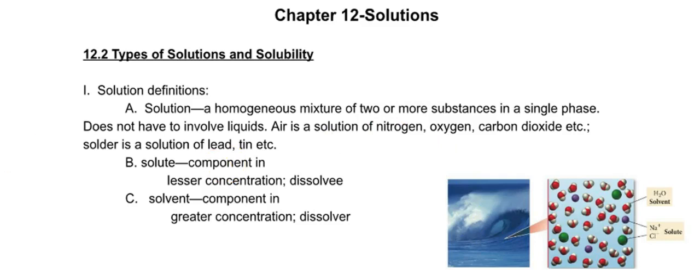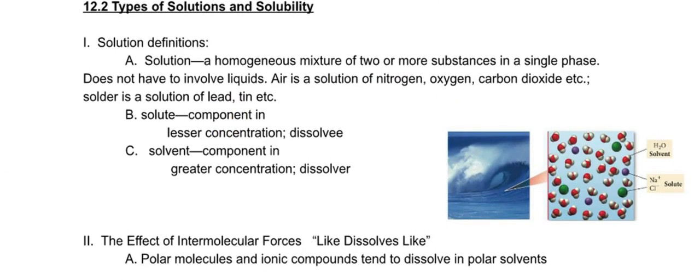And so here's something else you should have already heard about from your first year chemistry class. It's called the effect of intermolecular forces. Like dissolves like. So polar molecules and ionic compounds tend to dissolve in polar solvents. All right, just think of ionic compounds as an extreme case of polarity. We've already learned about London dispersions, dipole-dipole, polar or hydrogen bonding, and ion-dipole attractions, okay? So that's where the ionic compounds come in.